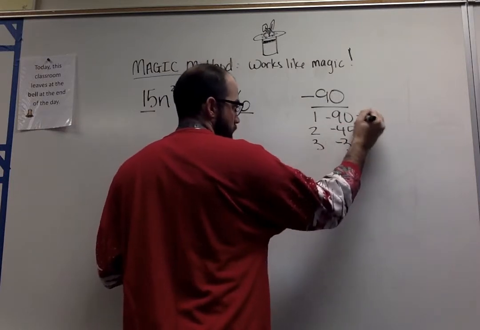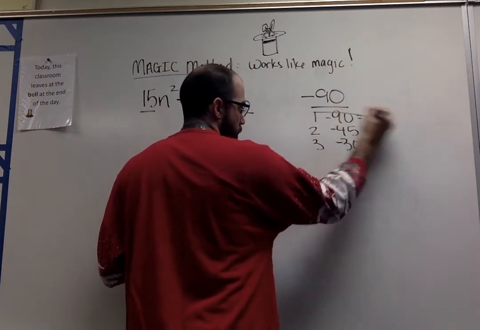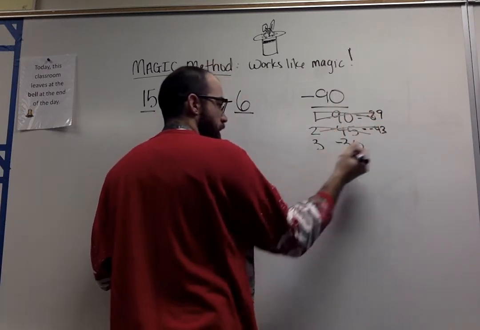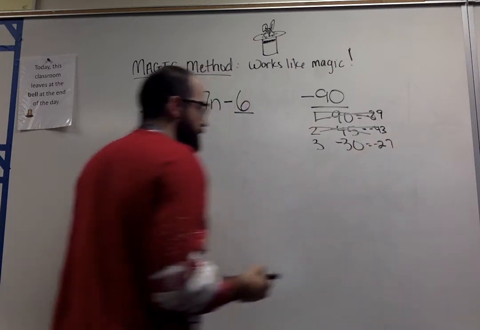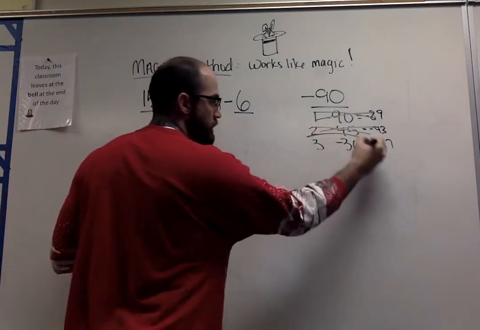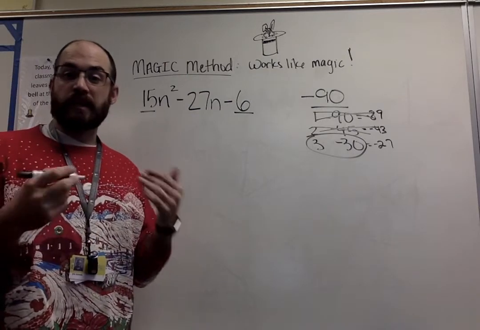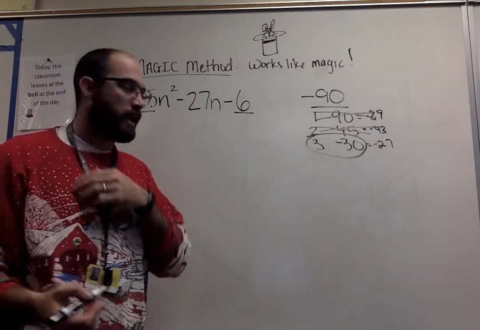If I were to add these, here we'd get negative 89, nope. Here we'd get negative 43, nope. Here we get our negative 27. That's what we're looking for, so this is my pair. Again, that's the process that we've been talking about, listing our factors and then factoring from there.